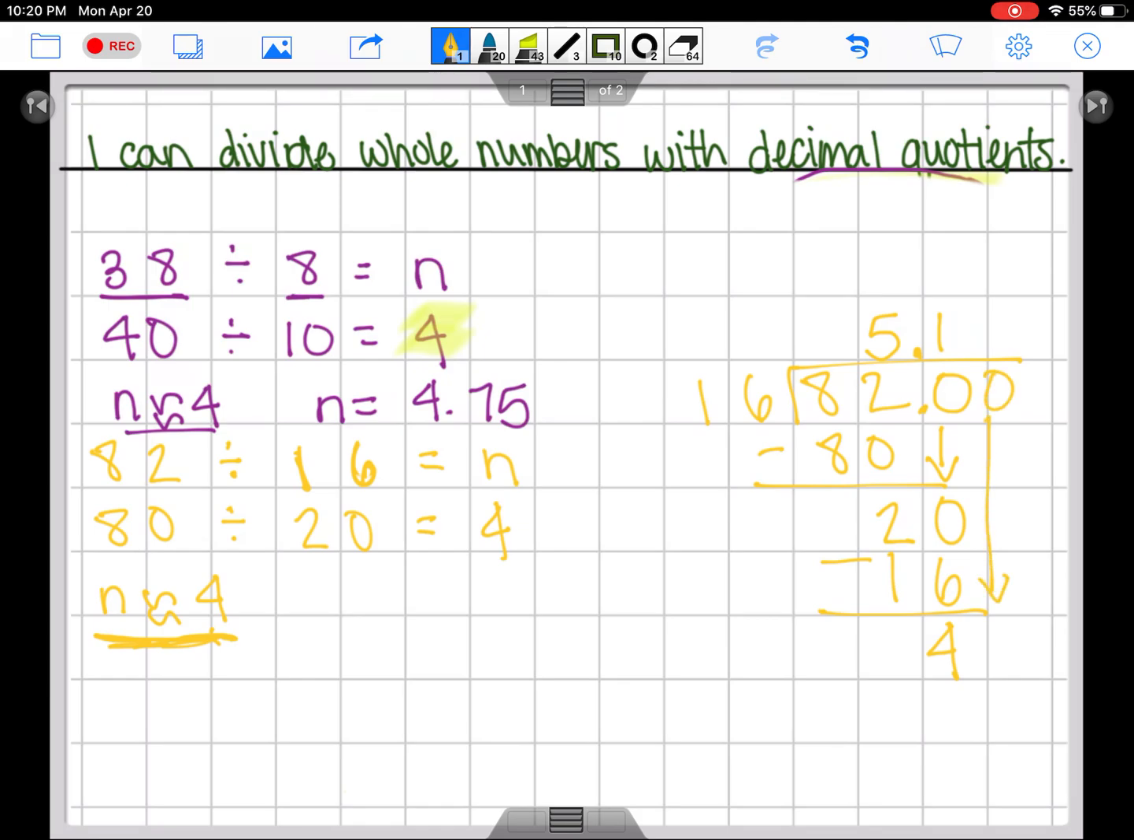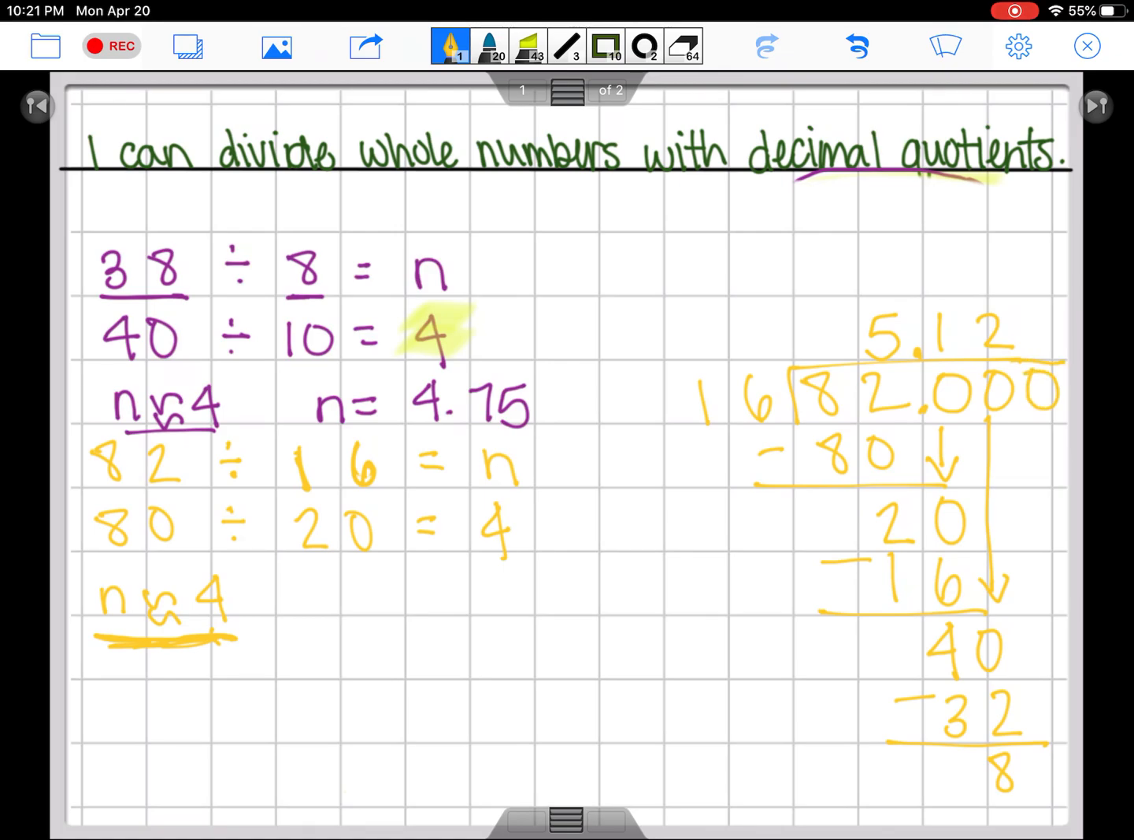Well, 16 can't fit into 4. Let's keep this equivalent decimal going. Bring down that 0. How many times can 16 go into 40? Great question. Well, 16 plus 16 is going to be 32. That's pretty close to 40. And that was 2 16s. I don't think I can fit another 16 in there. So we'll put this 2 in. 2 times 16 was 32. Our subtraction here is going to leave us 8 left over.